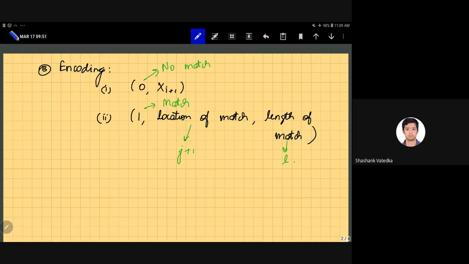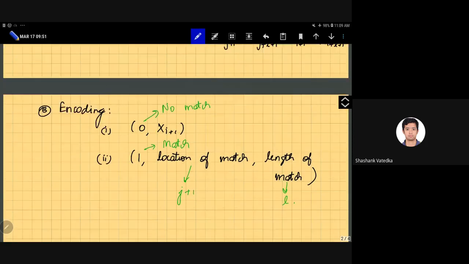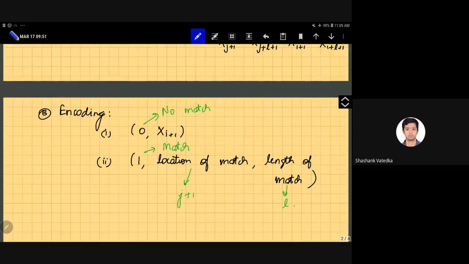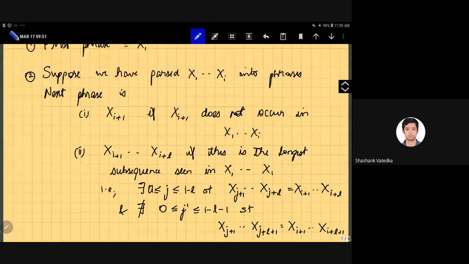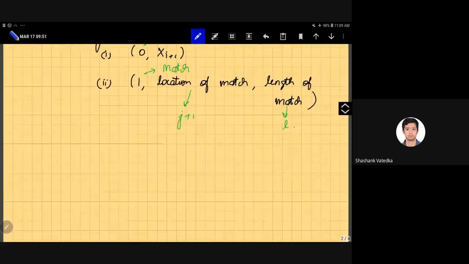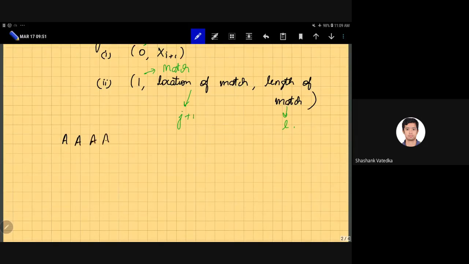Right? And this much information is enough in order to decode the symbol. Okay. So to take an example, if this is the string, then the first phrase would be A, the second phrase would be A, the third phrase would be AA, the fourth phrase would be B, and then C, and then ABC.